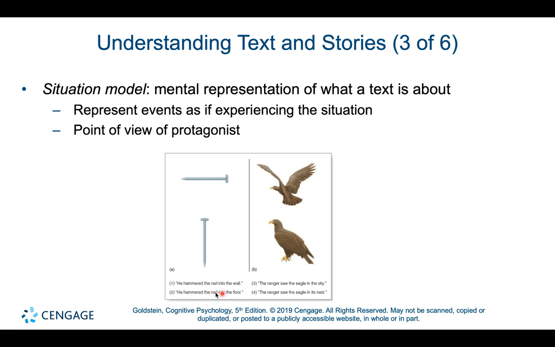So as we read these sentences, we put ourselves almost in the shoes of whoever "he" is, right? The subject of this sentence, "he." We put ourselves into their shoes and we imagine this sentence from their perspective, leading to this inference about the direction of the nail.